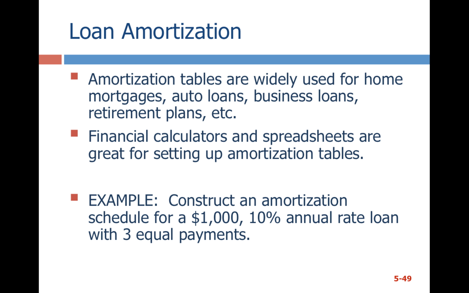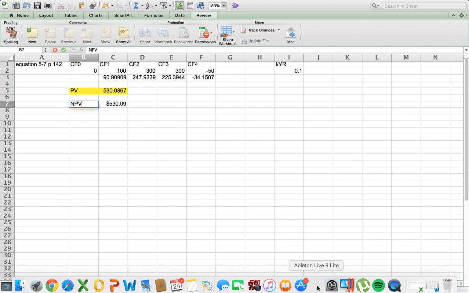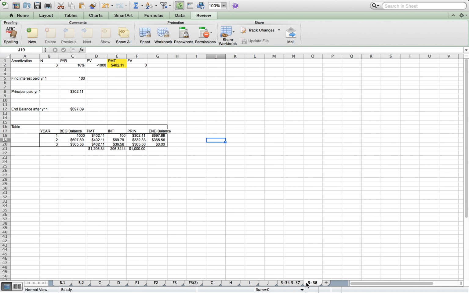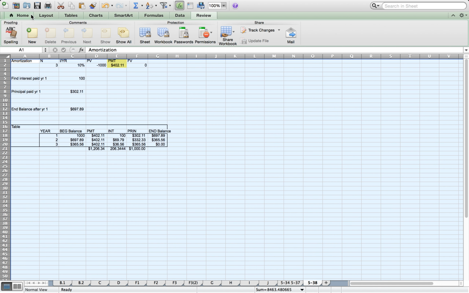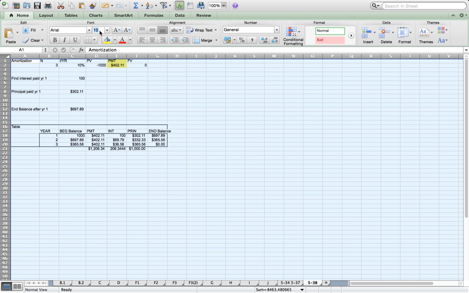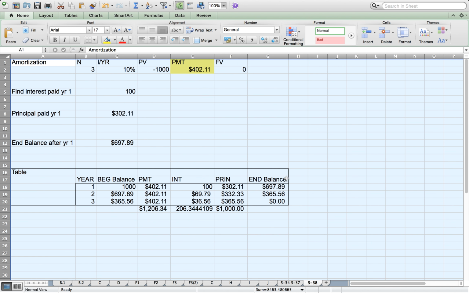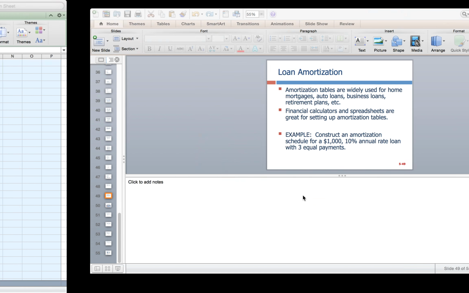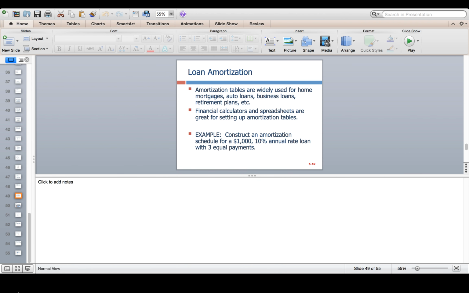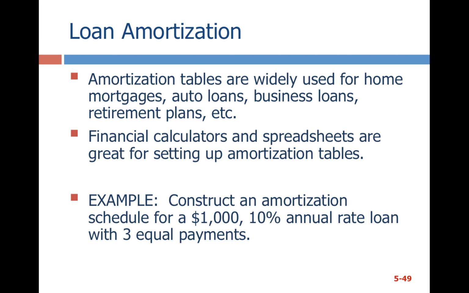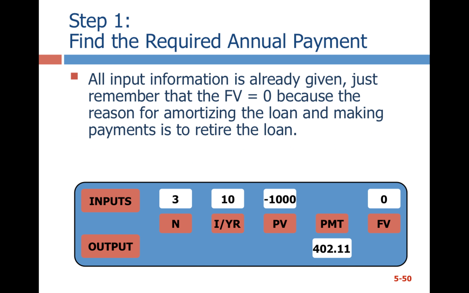This is in your Excel sheet. So if you scroll to the end, we have all the information here. Just make this a little larger so you can see it. And okay, so again, it's for a $1,000, 10% annual rate loan with 3 equal payments.